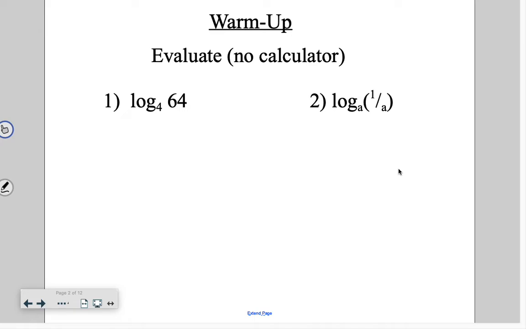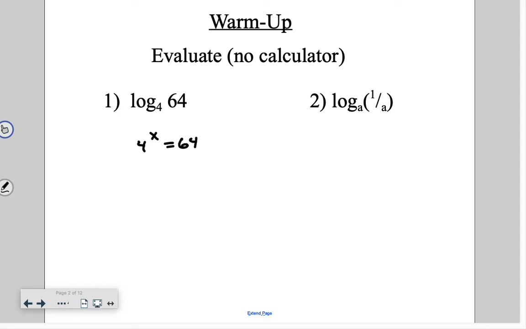Let's see what you got. What's number 1? What's the answer? 3. Very good. What this is really asking you is, when we say log base 4 of 64, this is really saying 4 to what power gives you 64? What's the power that I'm going to raise the base to?